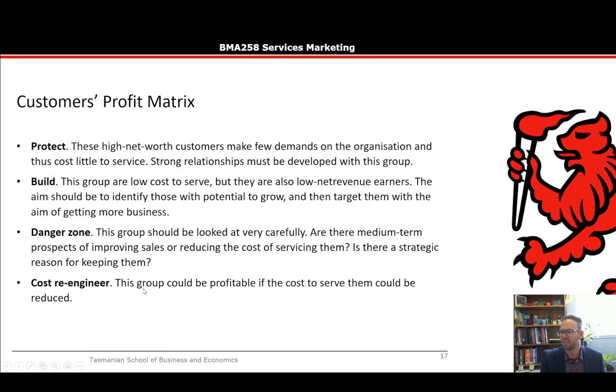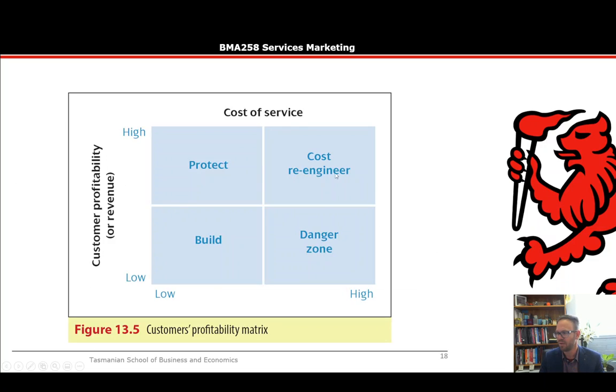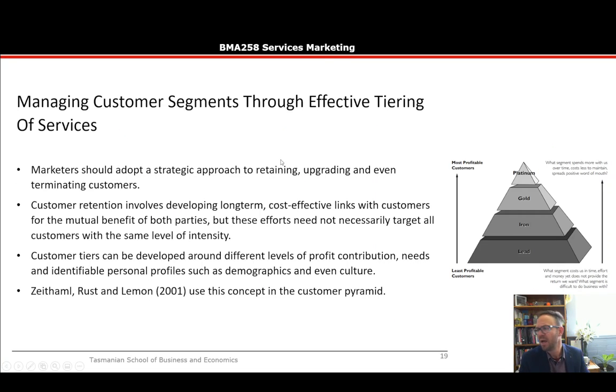And cost re-engineer. This group could be profitable if the cost to serve them could be reduced. This one here. Right, so now we're going to get to the tiering of services. Marketers should adopt a strategic approach to retaining, upgrading, or even terminating customers. Customer retention involves developing long-term, cost-effective links with customers for the mutual benefit of both parties.